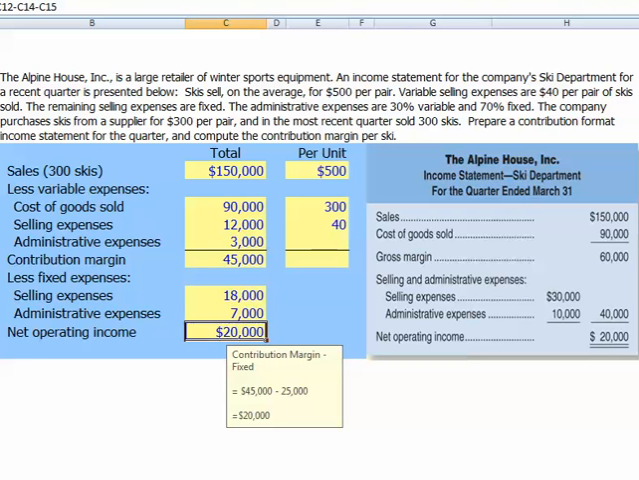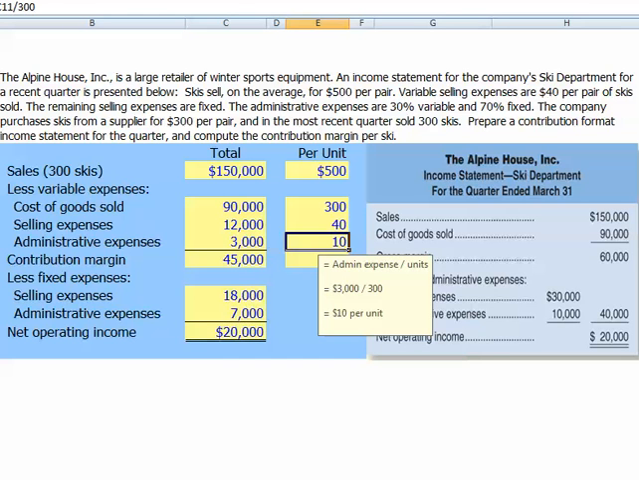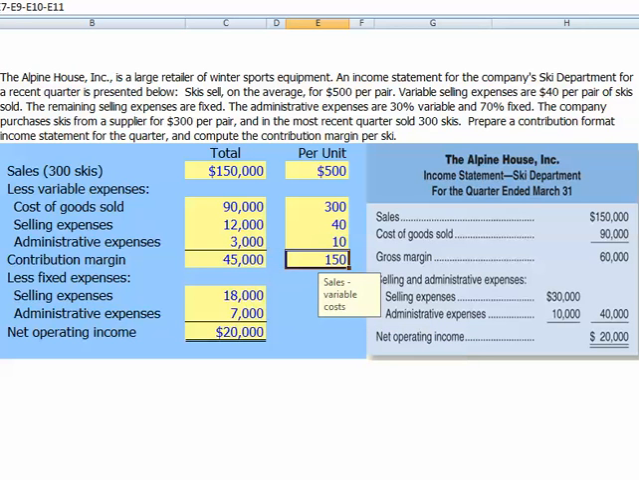This gives us a net operating income of $20,000, which is simply our contribution margin of $45,000 minus our fixed costs of $25,000. On a per unit basis, we were already given our selling price, our cost of goods sold, and our selling expenses. Our variable admin expenses per unit are $10 per ski. We calculate this by taking our total variable admin expenses of $3,000 and dividing it by our 300 skis. This means that our contribution margin per unit or per pair of skis sold is $150.